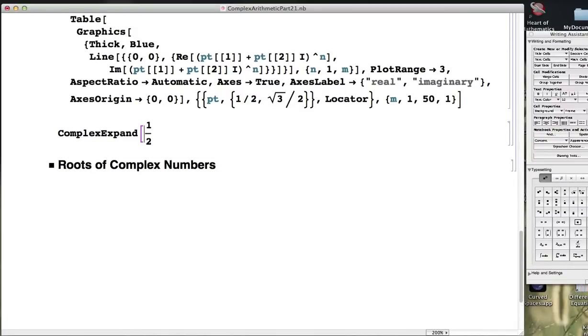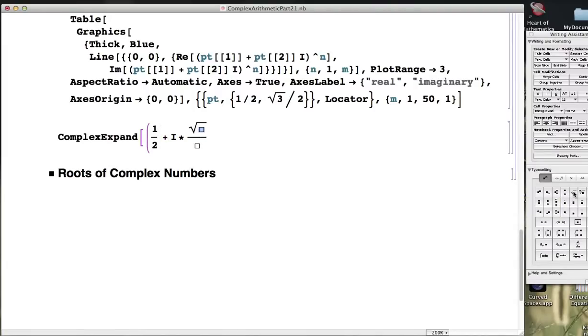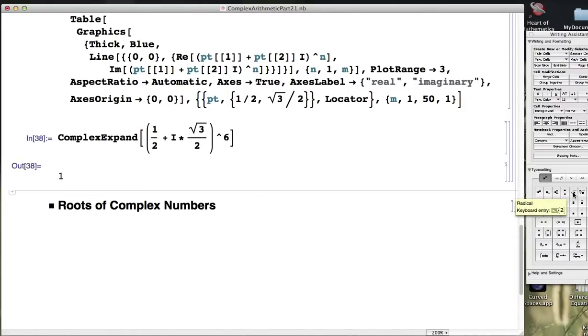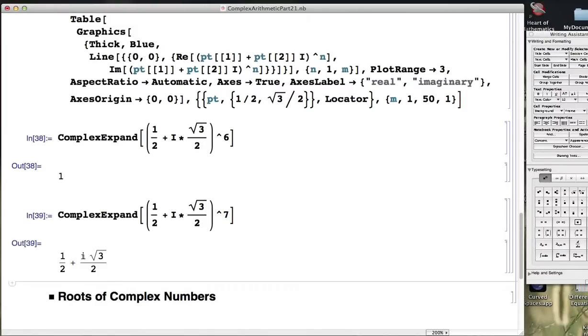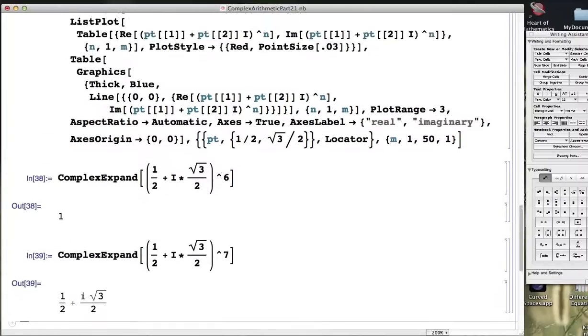Let's raise this number, for example, to the sixth power, and see if we do get 1. We do. Raise it to the seventh power. We do get the number itself back. So this is continuing to go around and around the circle in a periodic way, you could say, coming back to where it starts.